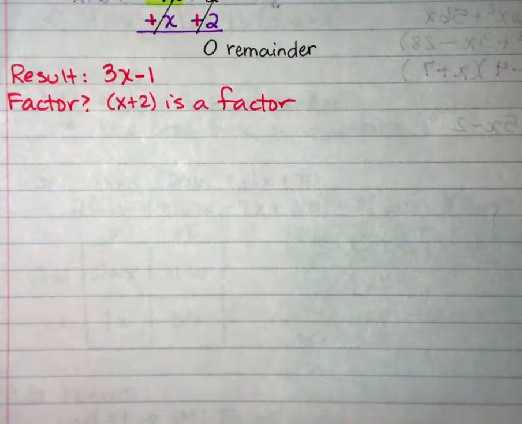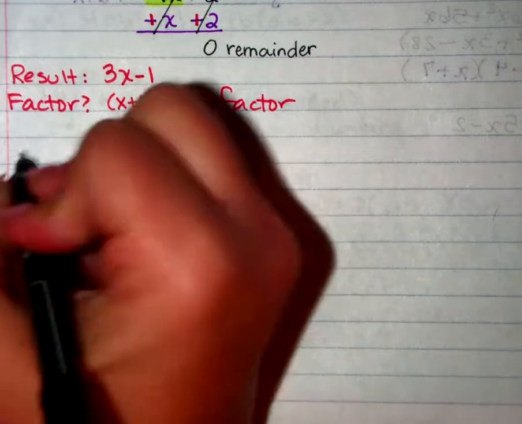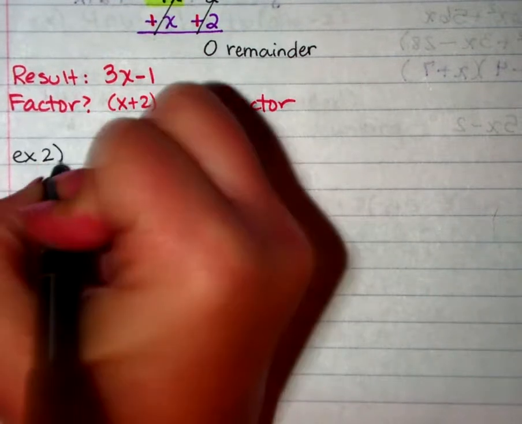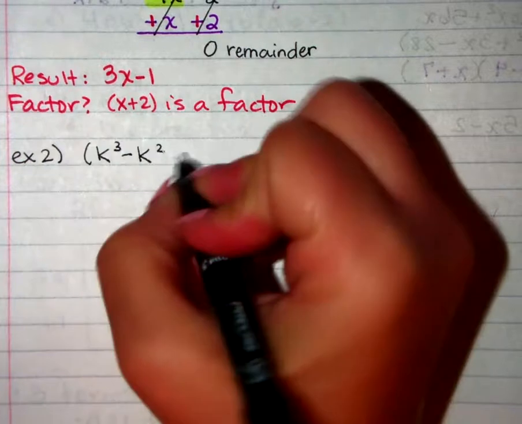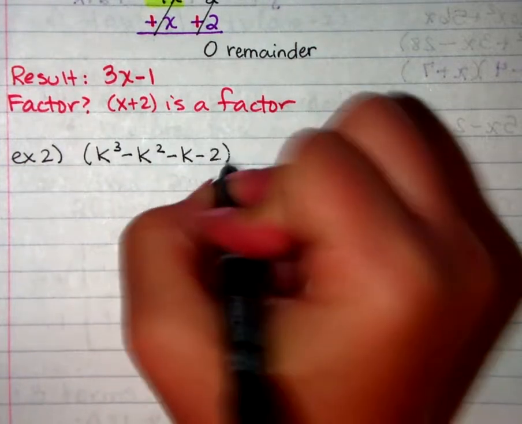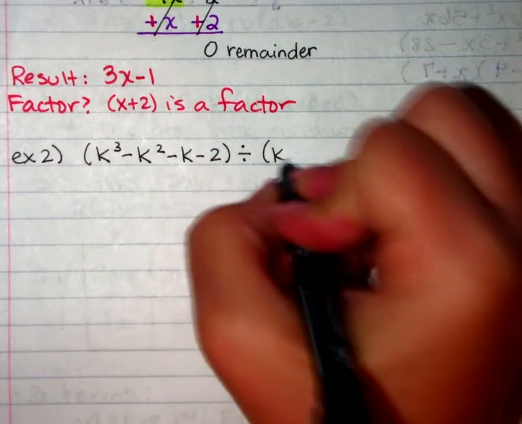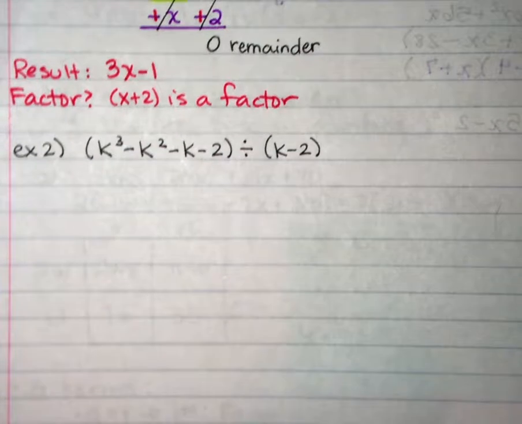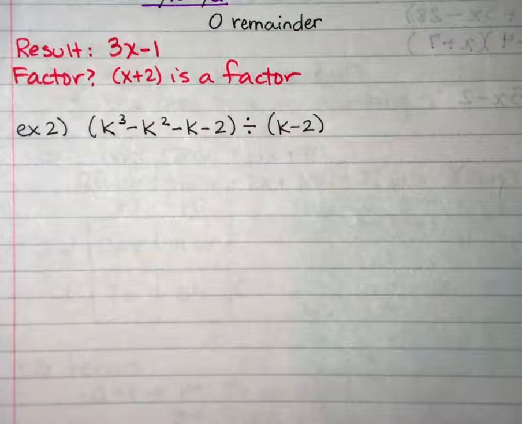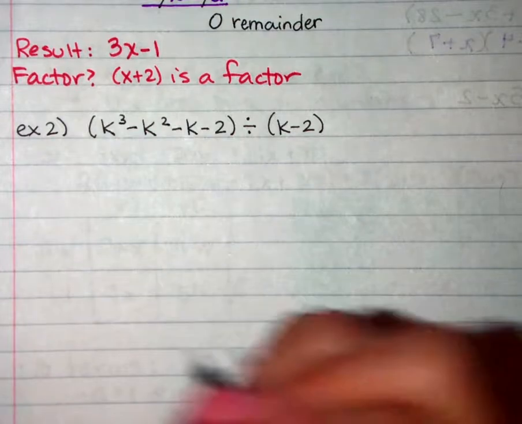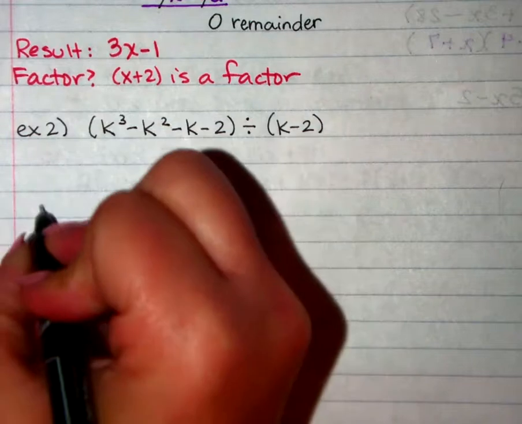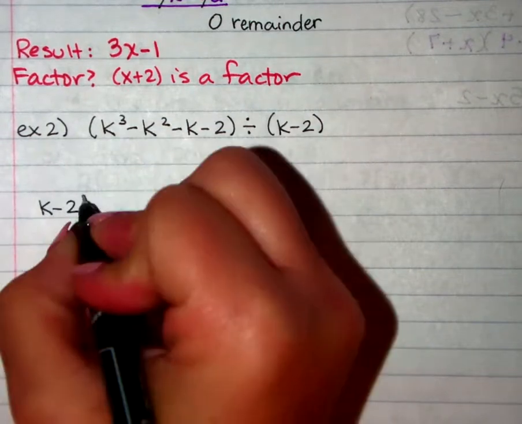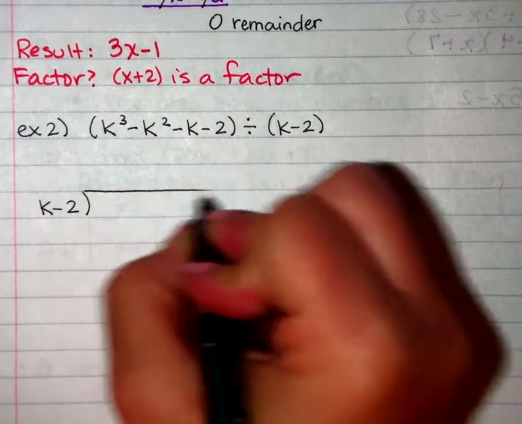I'm going to take k cubed minus k squared minus k minus 2, and I want to divide this by k minus 2. So I'm changing the variable, and I'm changing slightly what I'm dividing by. That's okay. Remember that when you're watching this video, sometimes you may need to watch it more than once to really understand what's happening. You may need to pause it so you can get your notes down. But I want to take that polynomial and divide by k minus 2.